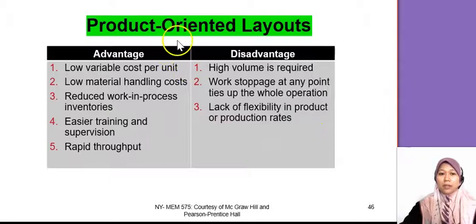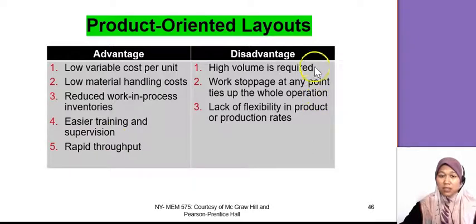These are the product oriented advantages and disadvantages. Advantage: they can produce at a very low variable cost, because the cost per unit is very low since they use machining, automation, and produce in high volume. Then low material handling costs, because they mostly use conveyor belts. They also reduce work in process inventory because the processes are in sequence. And easy training and supervision of the workers, and very rapid throughput.